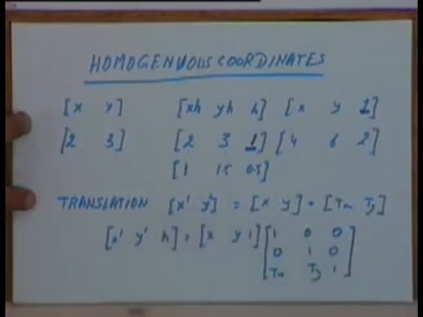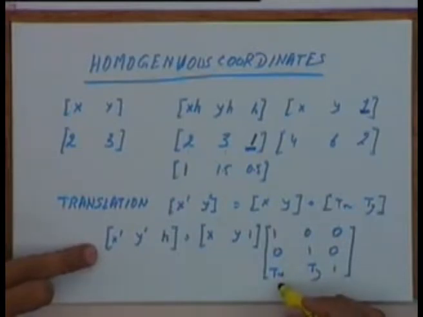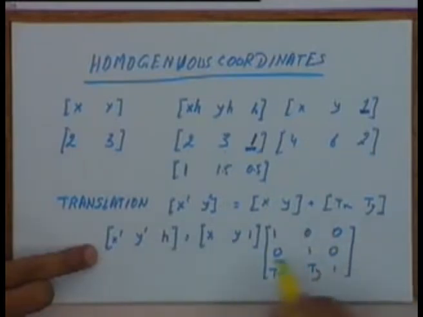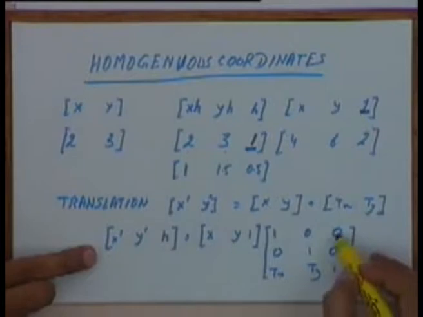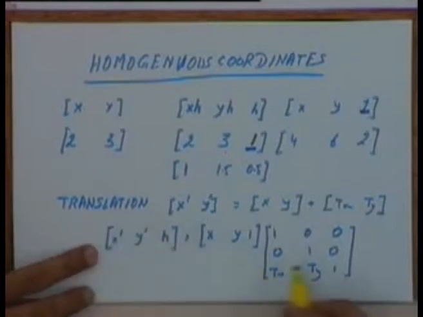We can say this is h. So x prime will be xy1 multiplied by this column vector of 1 0 tx, which is nothing but x plus tx. Y prime will be xy1 multiplied by this column vector, which is nothing but y plus ty. And the homogeneous coordinate h will be just this row vector multiplied by this column vector, and we will get 1. This way even translation can be captured easily as matrix multiplication.